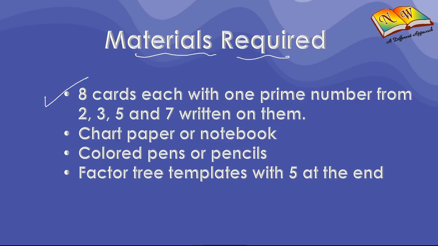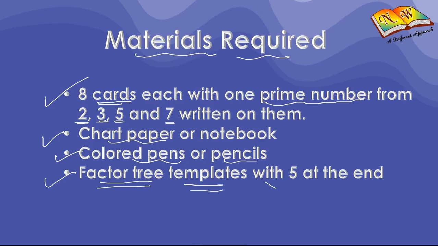We require 8 cards, each with one prime number from 2, 3, 5, 7. So you can repeat the cards with the same number. You require chart paper. You require colored pens or pencils. Then we require some factor tree templates with 5 at the end. So when we make factors of a particular number, the number you obtain at the end, we have taken it as 5 just to simplify the activity for the students. So let's see how this activity can be performed.